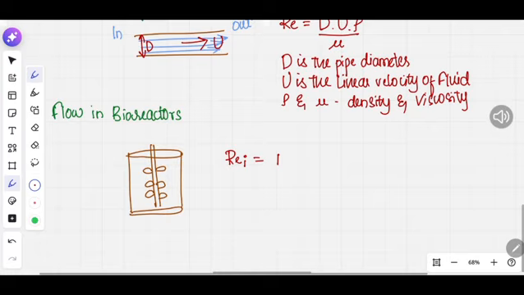is equal to N D_I squared rho divided by mu. Here we got to note the critical difference.